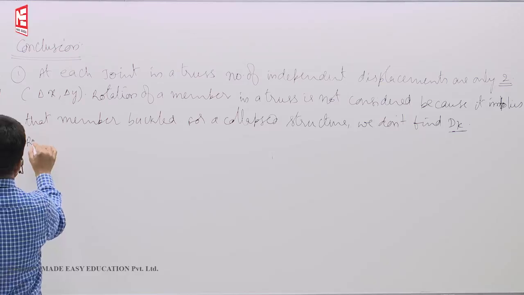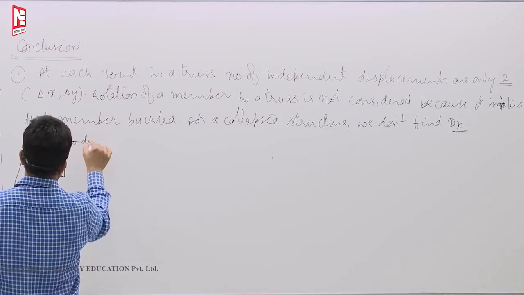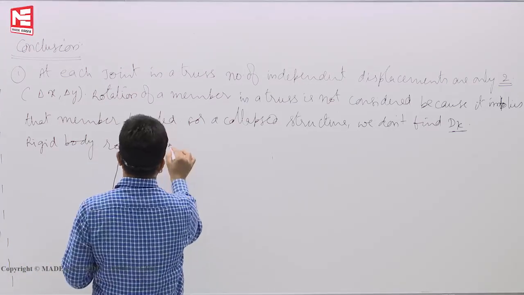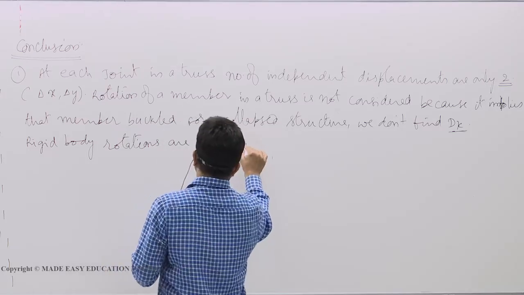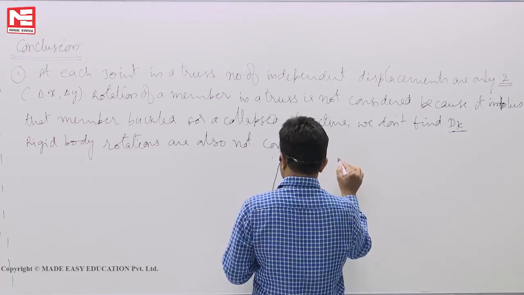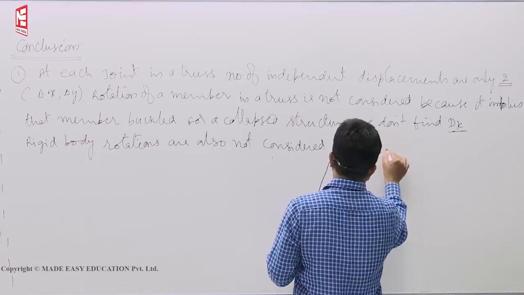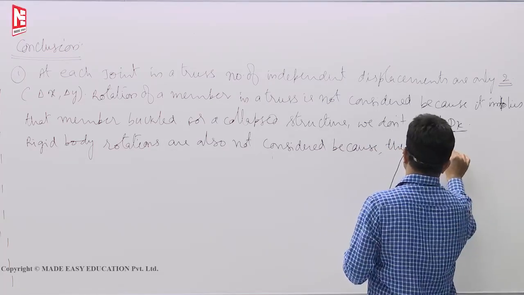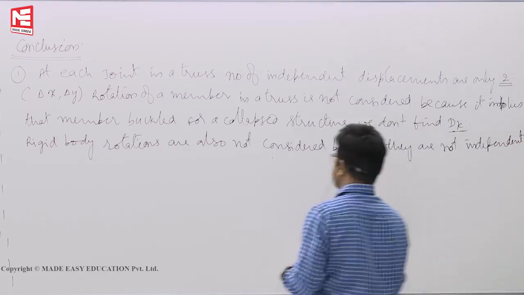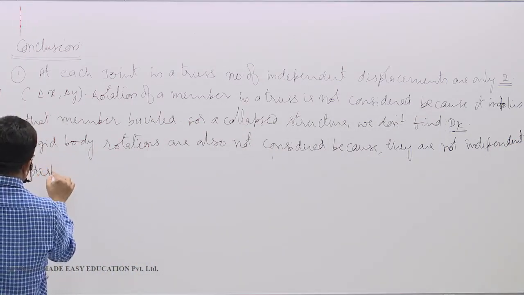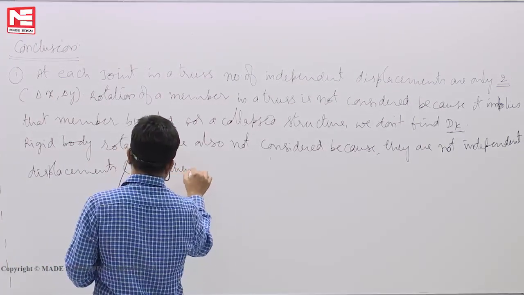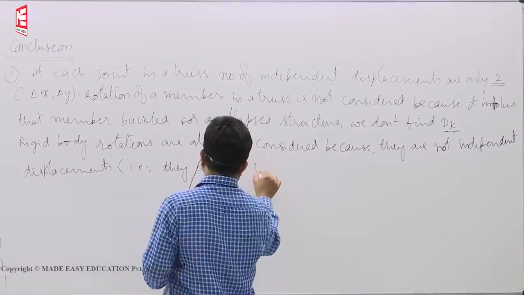Next, rigid body rotation. Rigid body rotations are also not considered because they are not independent displacements. That is, they are not unknowns.